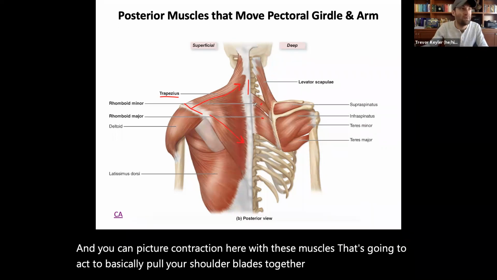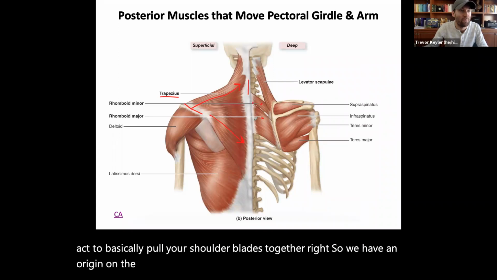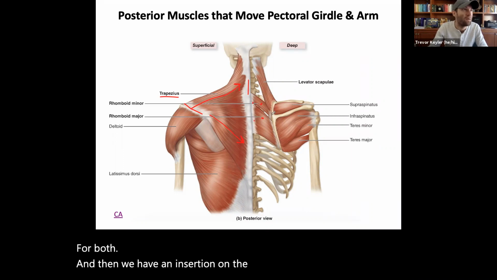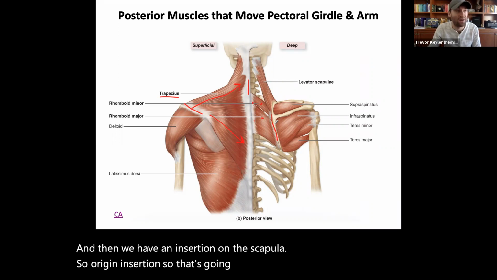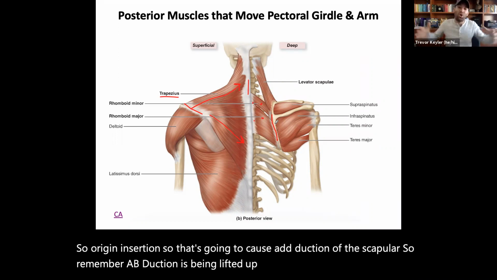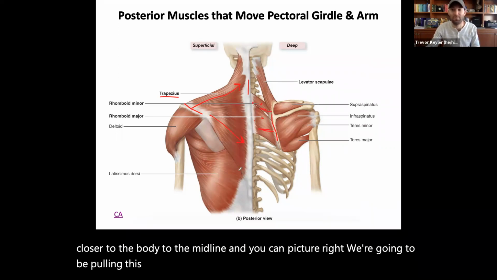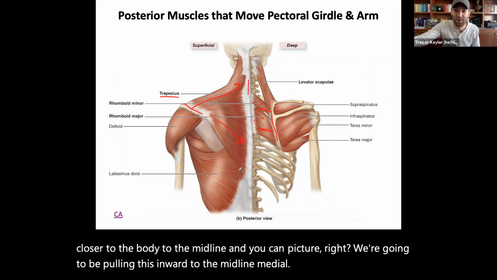So we have an origin on the vertebrae for both. And then we have an insertion on the scapula. So origin, insertion. So that's going to cause adduction of the scapula. So remember, abduction is being lifted up and away. Adduction is pulling closer to the body, to the midline. And you can picture, right? We're going to be pulling this inward to the midline, medial. So we get adduction of the scapula.